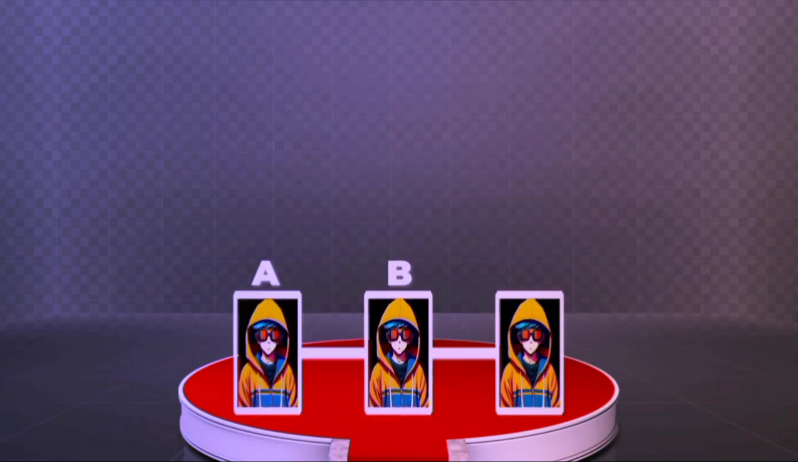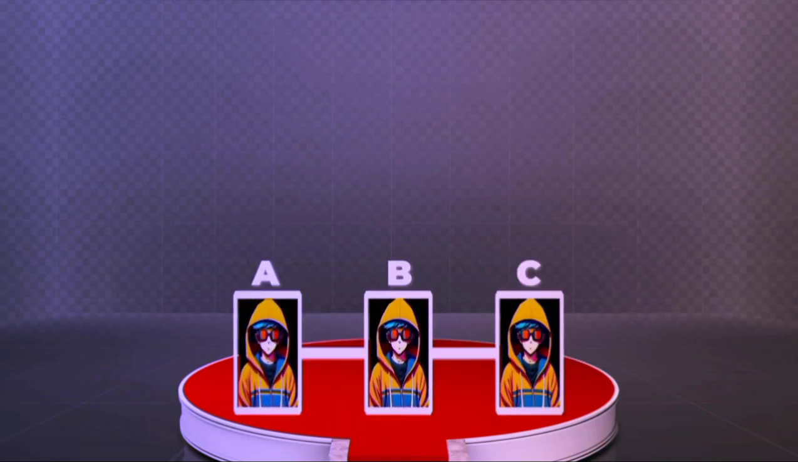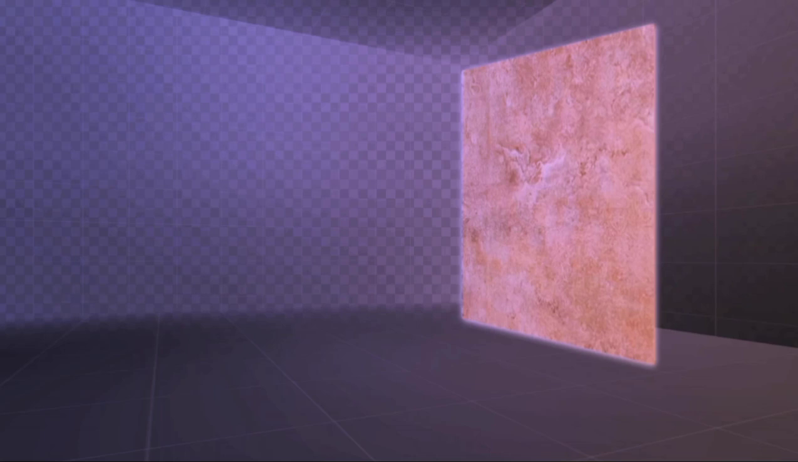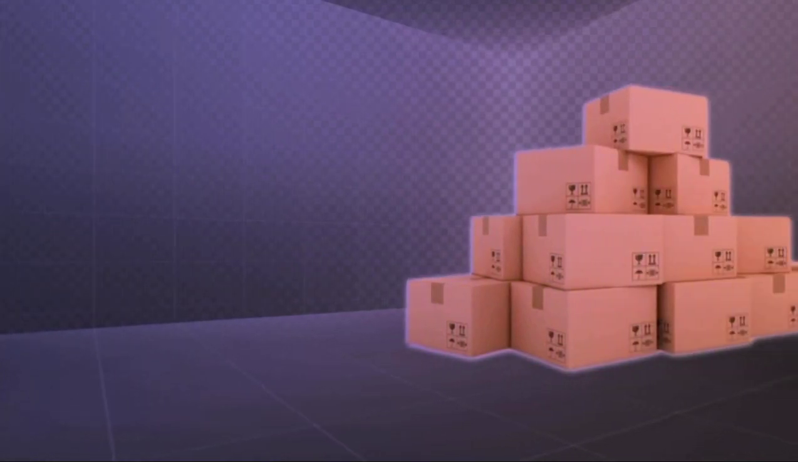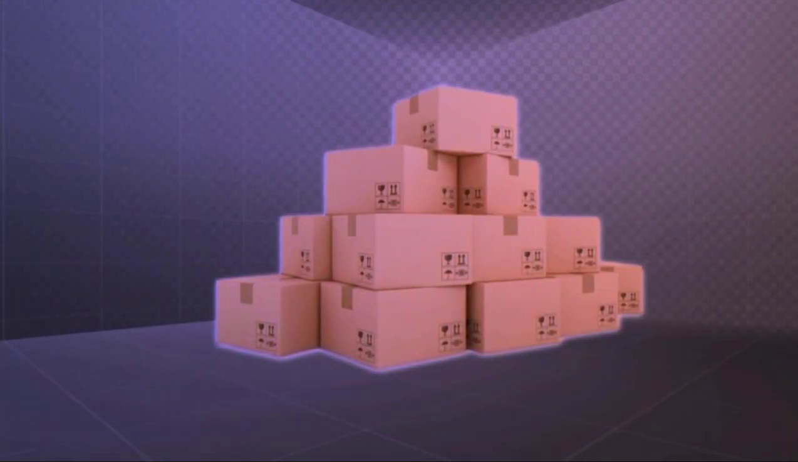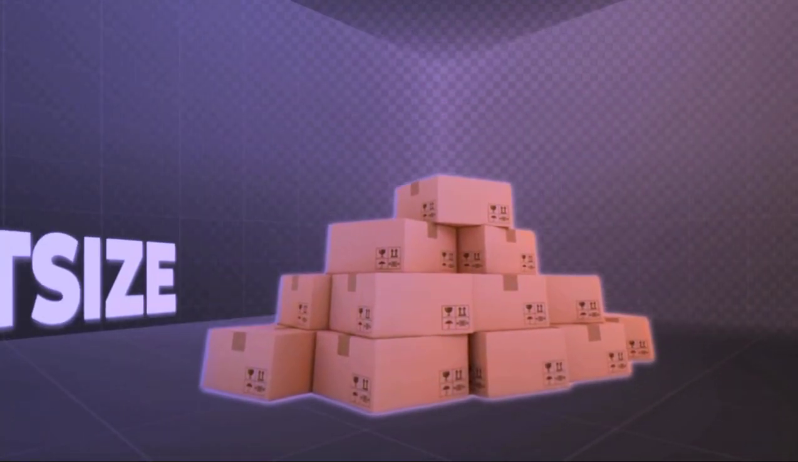Let's assume we have three traders, A, B, and C, that deal in ceramic tiles. You know that for them to make profit, they can't just buy a single carton from the wholesaler. They need to buy many cartons for the profit made to be appreciable. These cartons are what we call lot size.